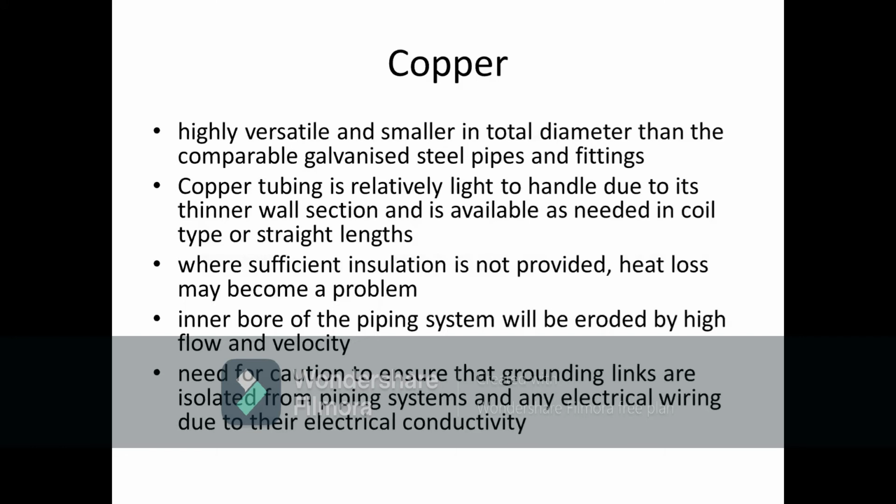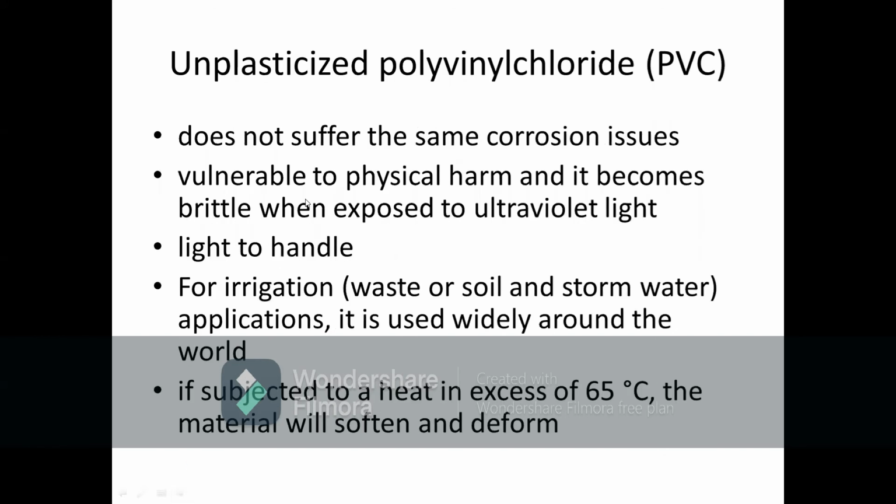And lastly, there's a need for caution to ensure that grounding links are isolated from piping systems and electrical wiring. And we all know this because copper is actually an electrically conductive material, and this could be dangerous if not taken care of properly. Next, we have unplasticized polyvinyl chloride, otherwise known as PVC.